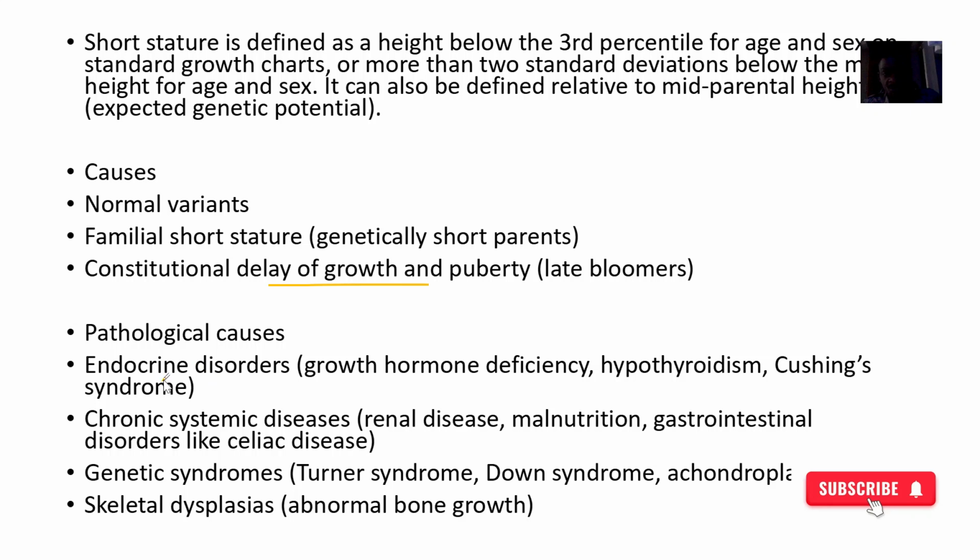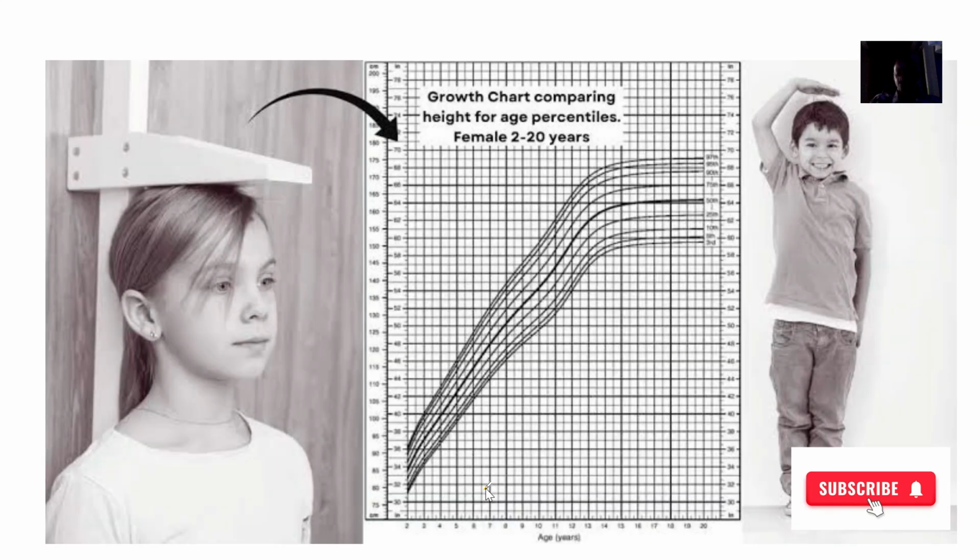Pathological causes could be endocrine disorders, like your growth hormones are not adequate, your thyroid hormones are not adequate, Cushing syndrome, all those issues. You understand? Sometimes you have an underlying disease condition that is disturbing you so much, so your body is not actually finding time for itself. Do you understand? Then genetic conditions like Turner syndrome, Down syndrome, achondroplasia, skeletal dysplasias, a lot of things like that. Okay.